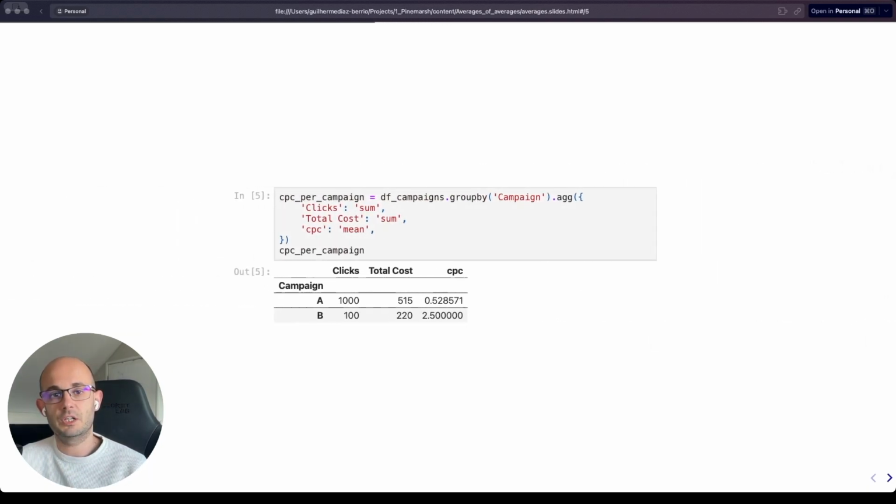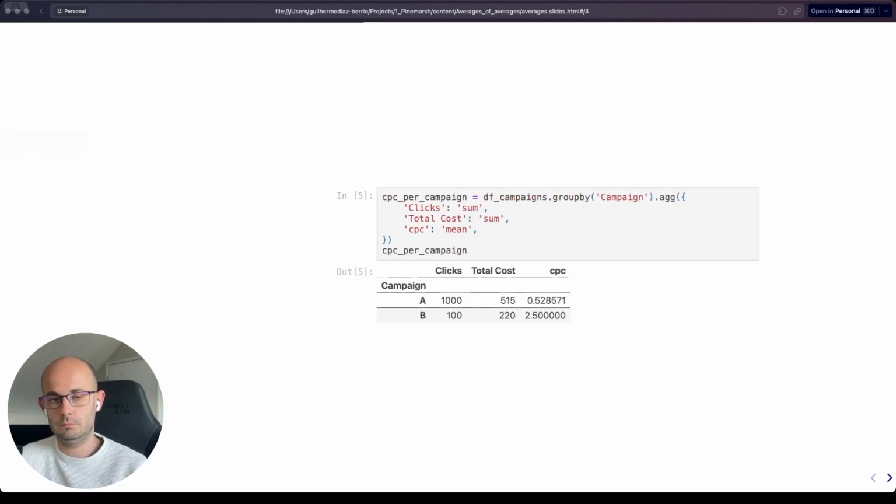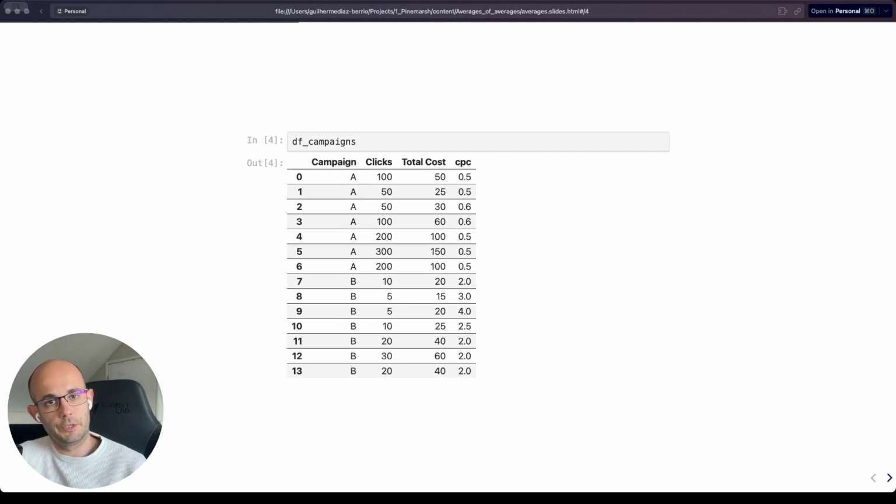What's essentially happening here, and I've seen this mistake happen in Excel, R, take your pick, so this is not a specific Pandas problem, is that it's taking all the values from campaign A from the CPC column, 0.5, 0.5, 0.6, and so forth, summing them up and dividing by 7. Why is that wrong? Because the number of clicks is not the same. This is not a simple average. This should be a weighted average.